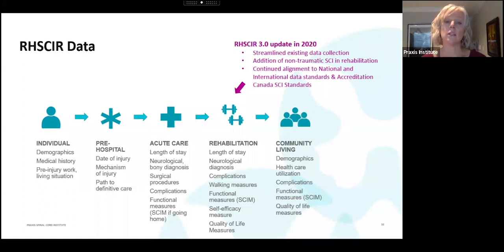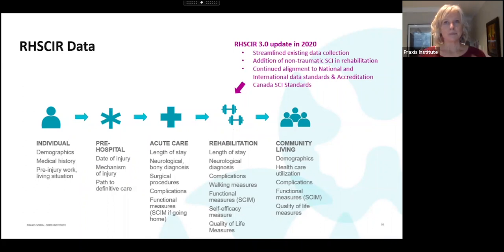And then in rehab, again, it'll look at how long people are staying at your center as an inpatient, if they're having neurologic changes, so any improvements, complications they may be getting. Other functional measures are collected, including the spinal cord independence measure and quality of life measures. And then we're able to follow a subset into the community and look at 2 years after their injury, 5 years after their injury, how are they doing? Are they having to come back into hospital? What complications are they having? How are they doing in terms of quality of life and function?